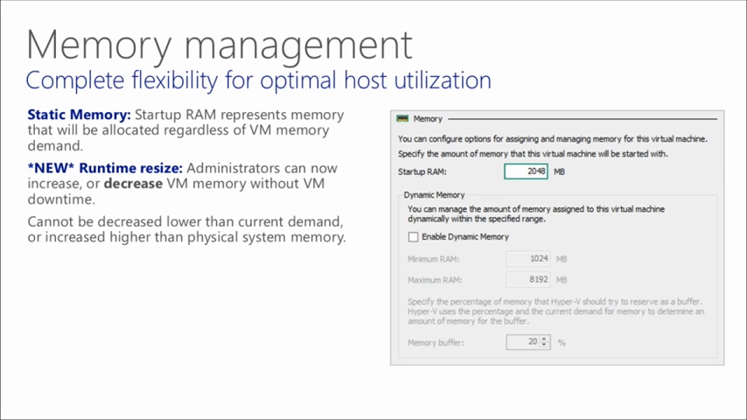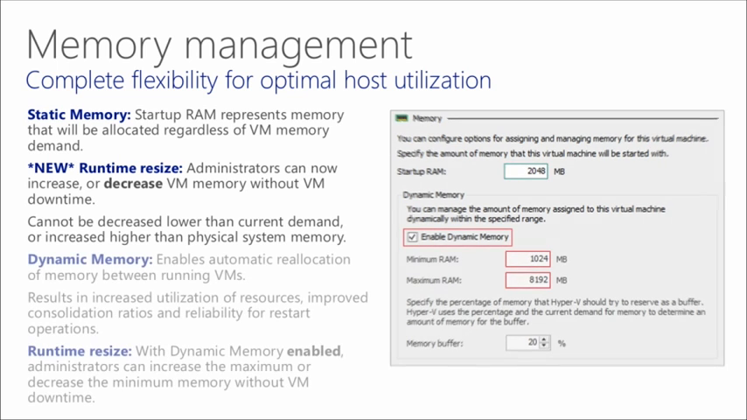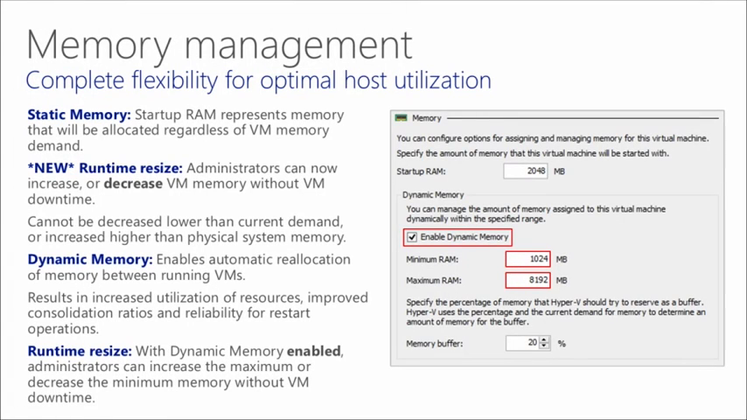However, there's new capability with dynamic memory to give you more flexibility. You enter the startup, what you want the VM to start up with, the minimum, what it can drop down to if it's quiet, and the maximum, what it can grow to if it's busy. But you can now increase or decrease VM memory without VM downtime. You couldn't do that prior to 2016. You could adjust the maximum, but you couldn't decrease the VM memory without VM downtime. And it can't be decreased lower than the current demand, obviously, or increased higher than what you've got in the physical system. It gives you more freedom when you're deploying virtual machines to be more flexible about the settings you give for each particular virtual machine.